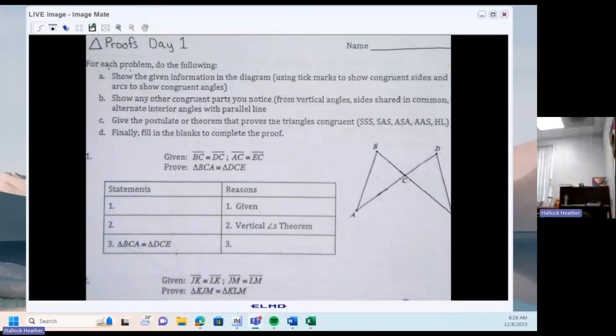Theorems that we talked about yesterday. Remember, we talked about the reflexive property. Reflexive property is where they share a side. Vertical angles is where they share a vertex, and then you can add in an angle mark. So we're going to be talking about those as well.